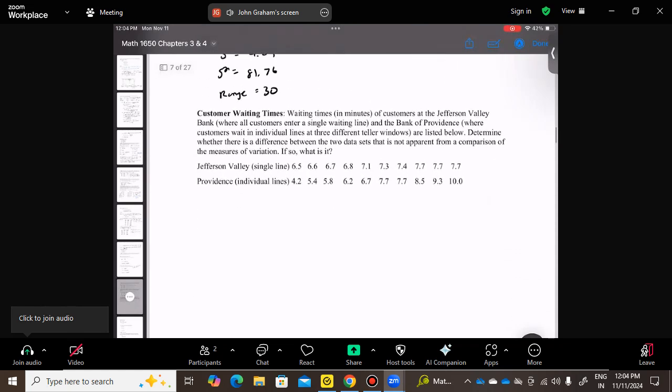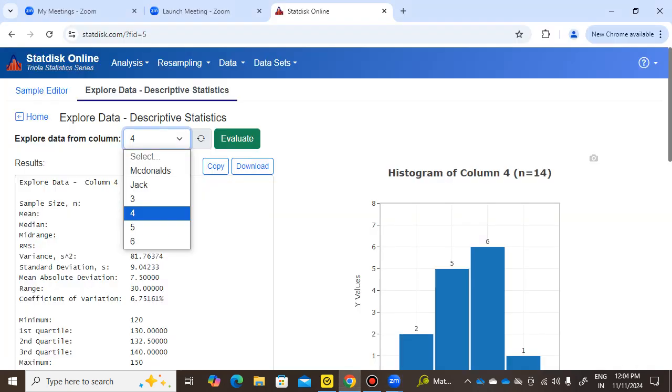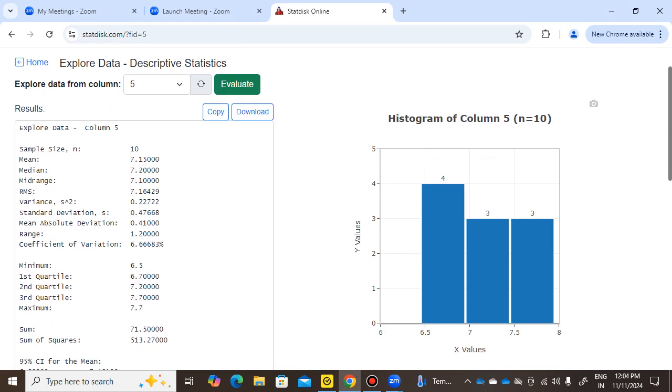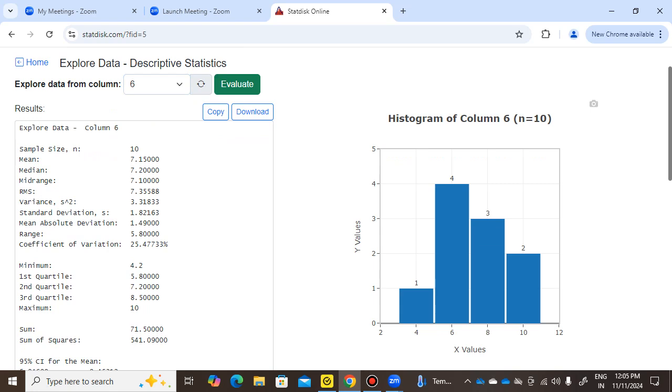For the customer wait times, when we did these, we saw that the mean and the median and mid-range and even the mode were all the same. And we're going to see that too. If we just look at those three, 7.15, 7.2, 7.1, and then for column 6, same numbers.